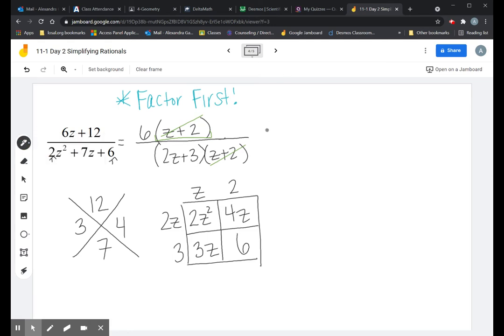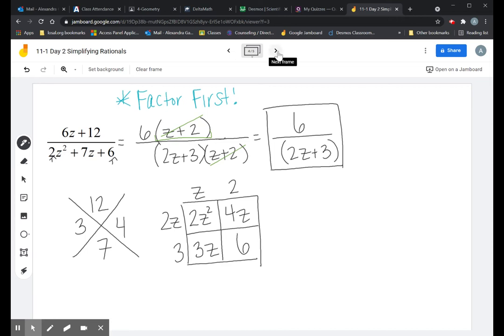And it looks like 2z plus 3 didn't have anything to cancel, so I'm going to write my answer 6 in the numerator and 2z plus 3 in the denominator. So the 2 and the 3 will not cancel with the 6. I need the exact same parentheses on the top and bottom to cancel. So factor first, and then it looks like a beautiful, fun little canceling sesh.